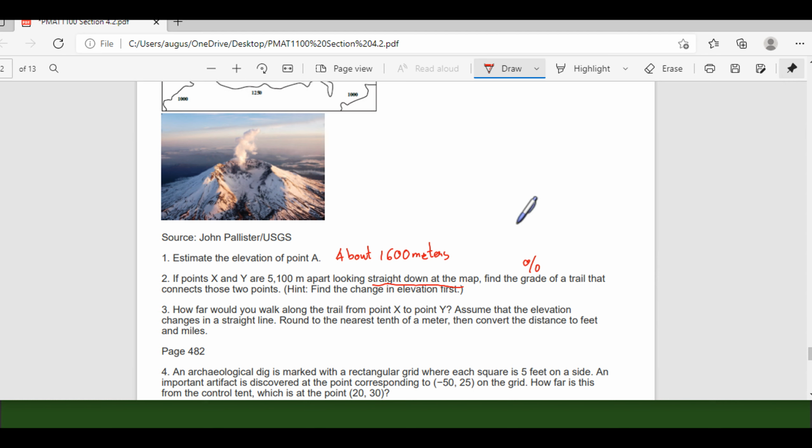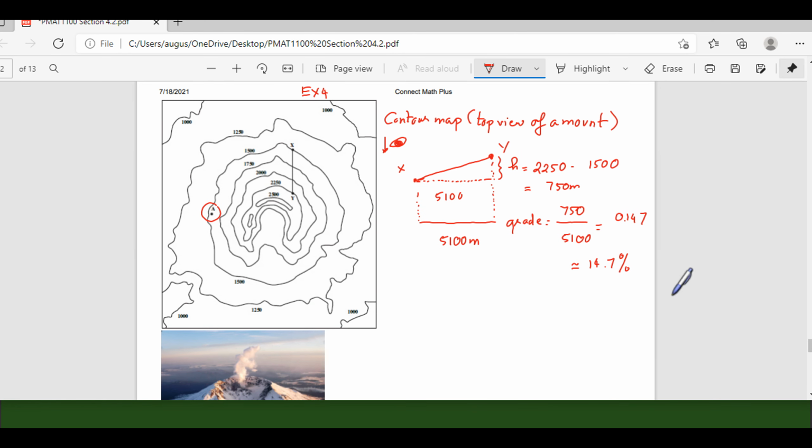Now on path 3, how far would you walk along the trail from point X to point Y? It means that you walk this, which, in reality you cannot walk like that, right? But they're just asking you. So basically they're asking you for the hypotenuse here, which is very easy.